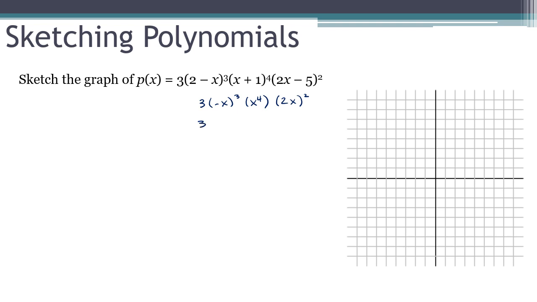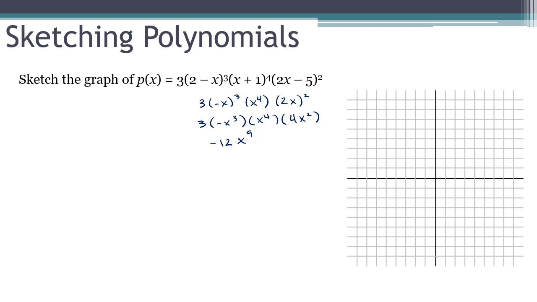This becomes 3 times negative x to the third times x to the fourth times 4x squared. All right, so there's the numbers. 3 times negative 1 is negative 3 times 4 is negative 12. And what are my exponents? 3 plus 4 plus 2, x to the 9th.